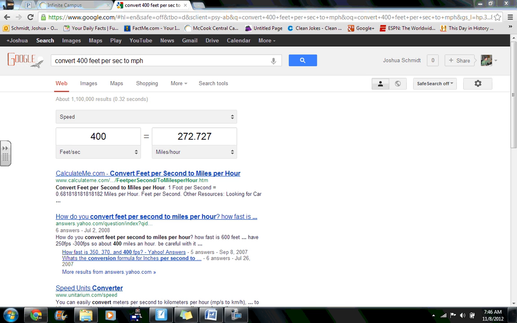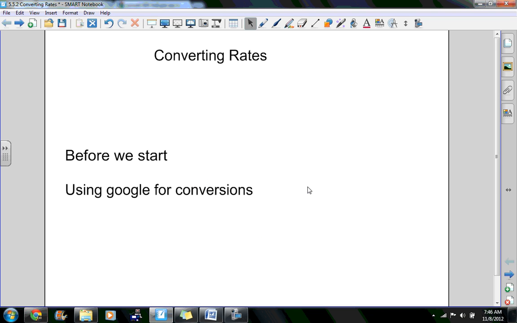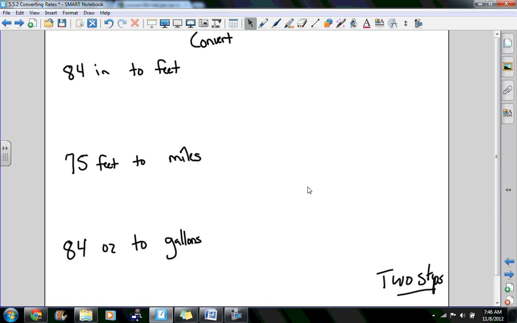Now, assuming you're not near a computer, or you're not allowed to use a computer, as in our case, we are going to learn how to convert these rates ourselves. So I'm hoping that we're able to do these simple conversions on our own. For example, like 84 inches to feet. Well, we should hopefully know that there are 12 inches in 1 foot.